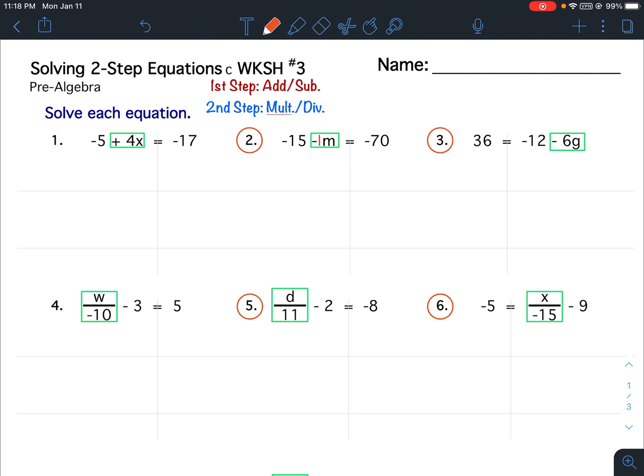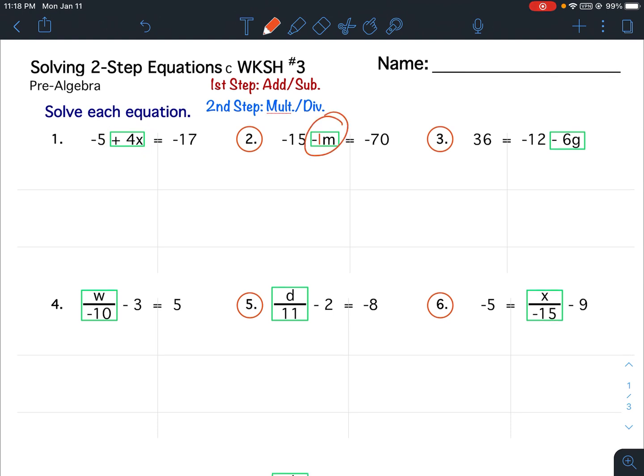Just a quick reminder, when you're doing two-step equations, you want to box the variable term with the sign in front of it. Notice how in this problem I boxed the plus. That just shows that the 4x is positive. And here, I not only boxed the negative in front of the m, but also put a 1 there to show that the coefficient of m is -1. So the very first thing you want to do is go through and box the variable terms like you can see that I did.